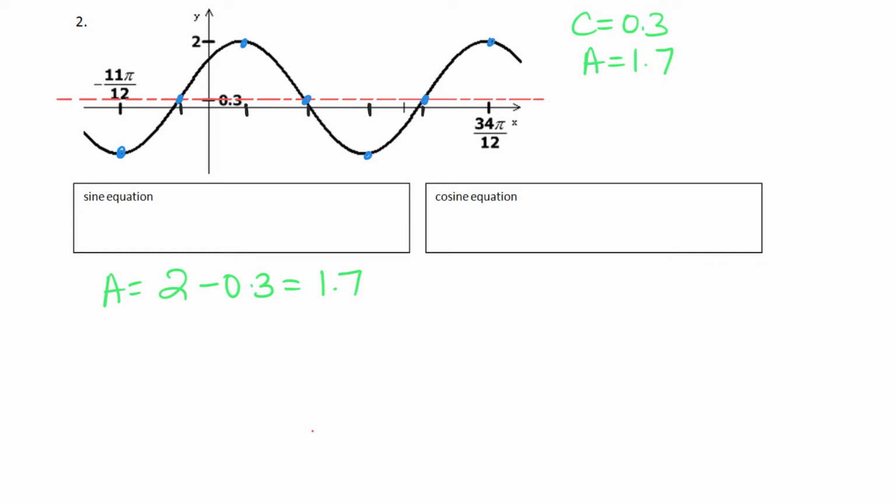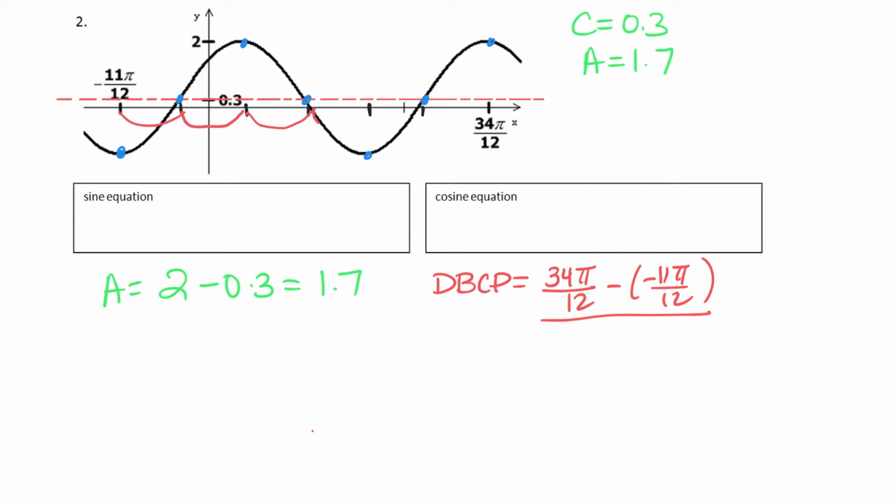So now what I'm going to do is figure out my DBCP. I need to subtract 34 pi over 12 minus a negative 11 pi over 12, and then divide that difference by the number of intervals. So notice I have 1, 2, 3, 4, 5, 6 intervals. So 34 pi over 12 minus negative 11 pi over 12, that ends up being plus, and 34 plus 11 is 45 pi over 12 divided by 6.